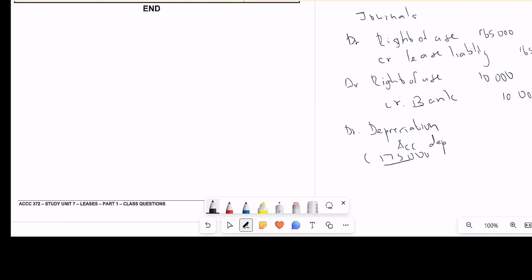So the calculation will be the 175,123 for the right of use divided by 10, because they didn't give us what the initial depreciation of the vehicle was. We're only going to use the lease term here, but if it was given, we'd have to use that instead. So this is going to give us 17,500. So that is the depreciation.